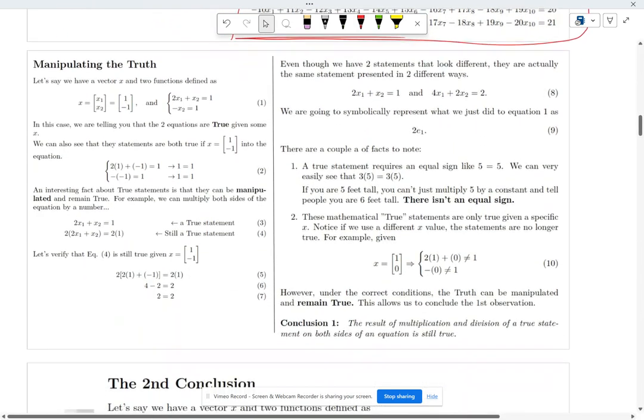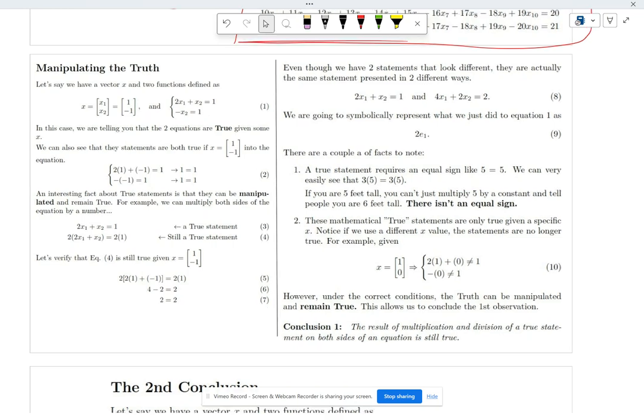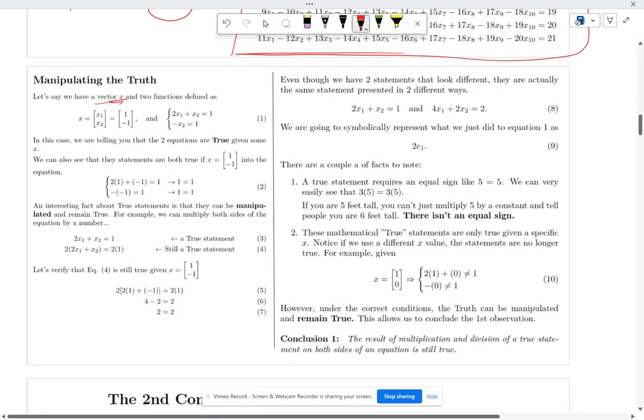So, Gaussian elimination, it's all about the truth. So we're going to learn the three noble truths. Well, the three conclusions we're going to learn. Let's say that we have a vector x and two functions defined as this. So we have two functions.